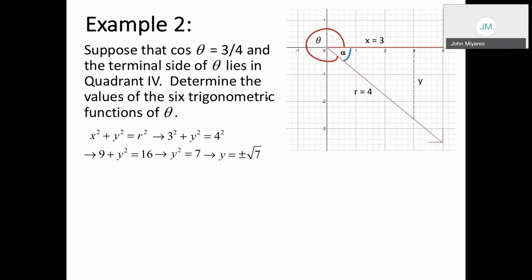For this example, since our terminal side lies in quadrant 4, then the y value of any coordinate in quadrant 4 is going to be negative. So the value I'm going to label in here for side y will be negative square root of 7. Now, realistically, again, the length is not going to be negative, but if we label it as negative, then we apply the rules of SOHCAHTOA to the reference triangle and our reference angle alpha, we will be able to compute the correct trigonometric ratios here.